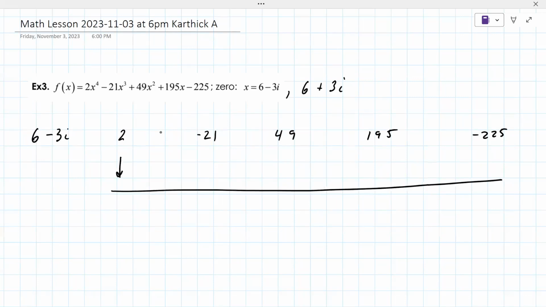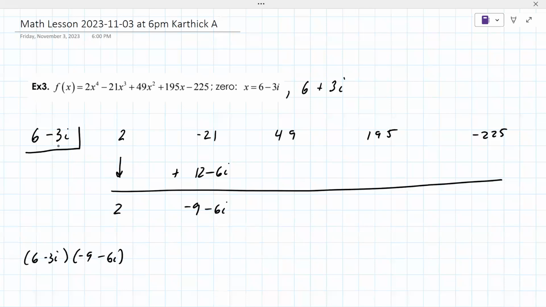So it's the same thing we've been doing. It's just you got to be really careful with all your coefficients. So this is 12 minus 6i. So when you add vertically, it's minus 9 minus 6i. And this is where you've got to be able to FOIL these. 6 minus 3i times minus 9 minus 6i. What's your comfort level with foiling something like that?